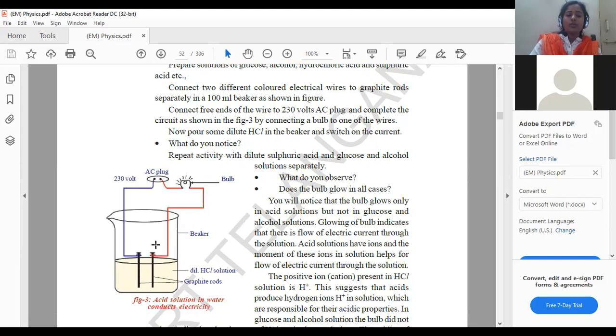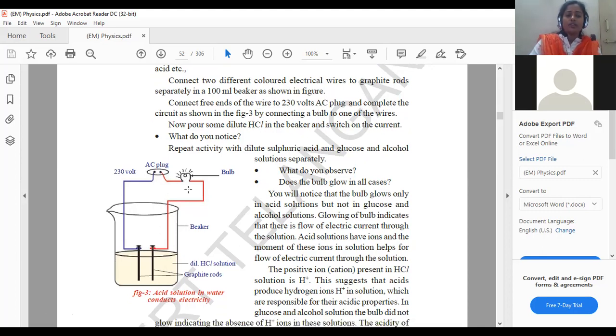Into this, two electrical wires were connected, and these two electrical wires are further connected to AC, an alternating current plug. Now we are passing 230 volts of AC current. Okay, 230 volts of current is able to enter this beaker, right? So 230 volts of alternating current is passed into this, and what will you observe?